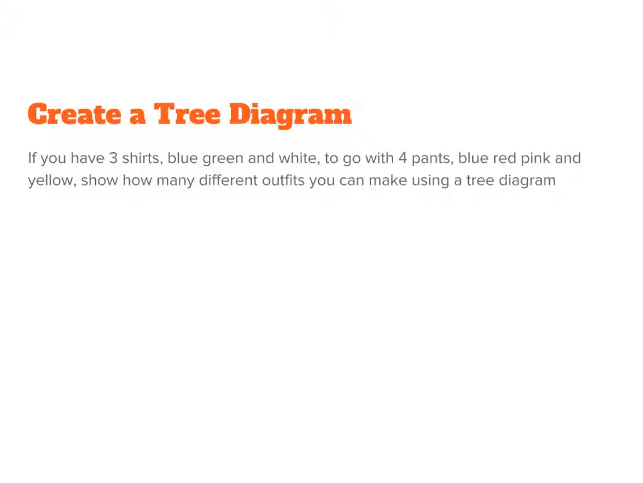If we have 3 shirts, blue, green, and white, to go with 4 pants, blue, red, pink, and yellow, show how many different outfits you can make using the tree diagram. Now, we're not going to assume that any colors clash. We're going to assume everything goes with each other. I'm going to do a left to right one because that's what I'm most comfortable with. If you do a top to bottom, that's fine too. So always start at a single point. We're going to go shirts first, and then add the pants second.